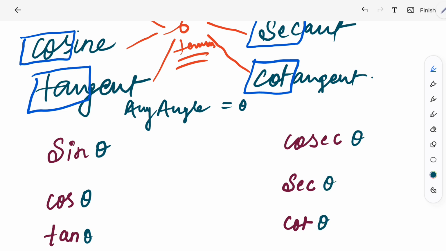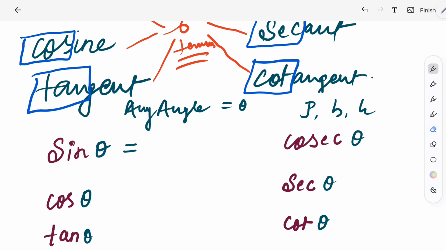Now, what is the meaning of sin theta? As already discussed, students, it can only be defined as the ratio of two sides. Now, there is a triangle whose three sides are perpendicular, base, and hypotenuse. These are the three sides.